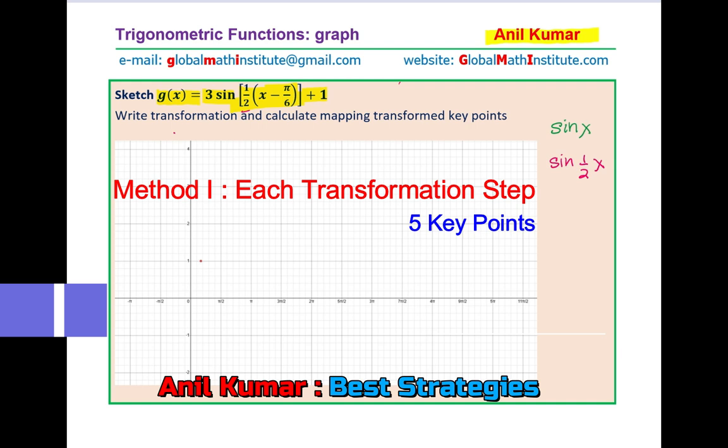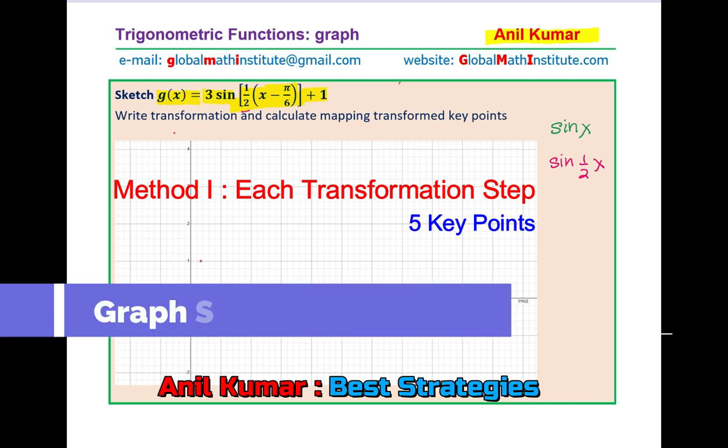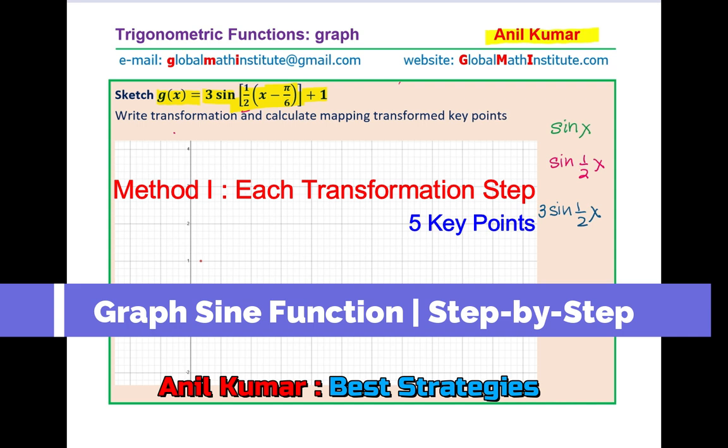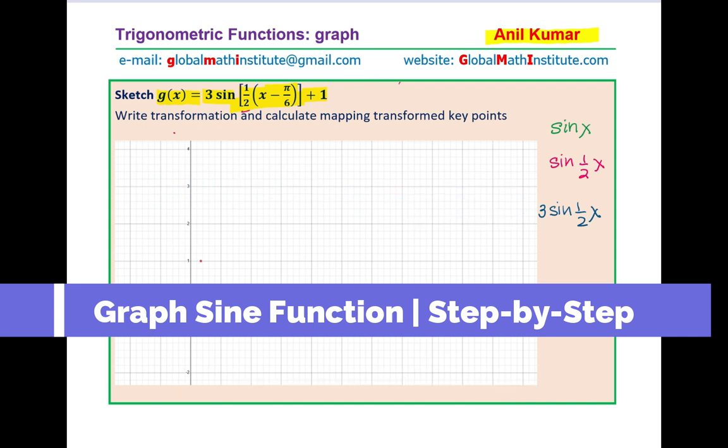Let me change the ink because I'm going to sketch each function in a different ink. So it'd be 3 sine half x. Makes sense, right? So that is a vertical stretch by a factor of 3. And at the end, we are going to do the translations, moving it 1 unit up, and then we will translate it pi by 6 to the right. Okay, so then we'll do 3. We can combine the two steps, but let me do it in different ink.